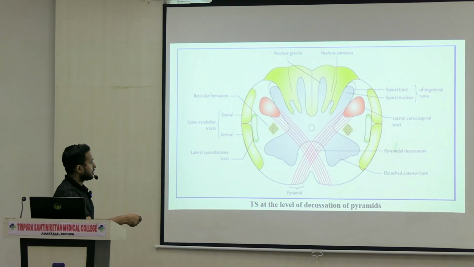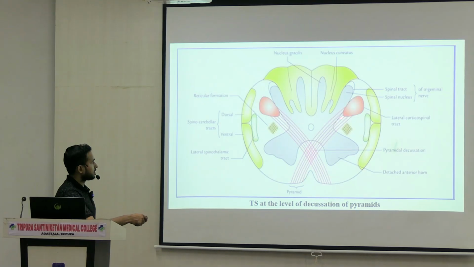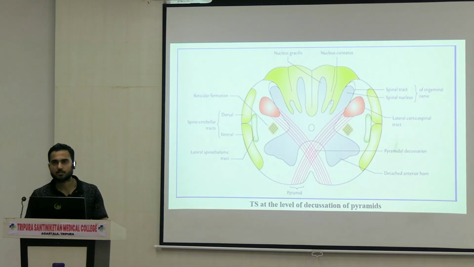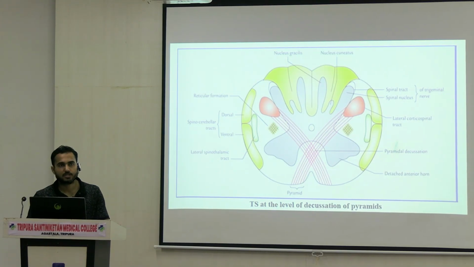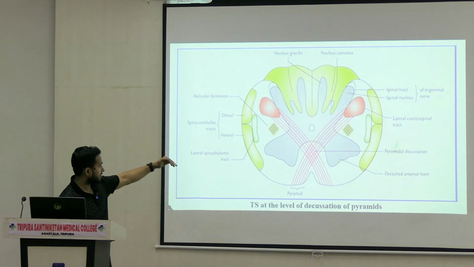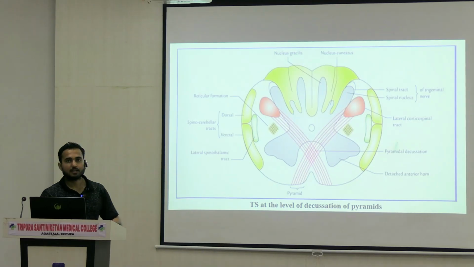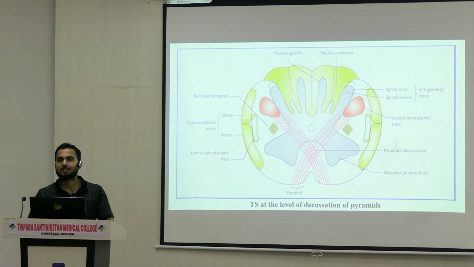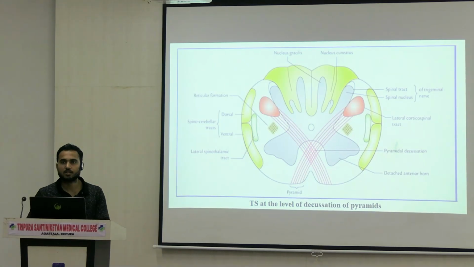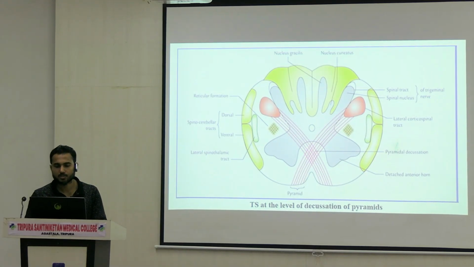Next, we will be focusing on the most important striking feature of this particular section, that is the decussation of the pyramid. The most important feature. Approximately 75% of the fibers are decussating. Where will they go? They will run backwards and medially, as you can see, and at the midline the decussation is taking place, to the opposite side.